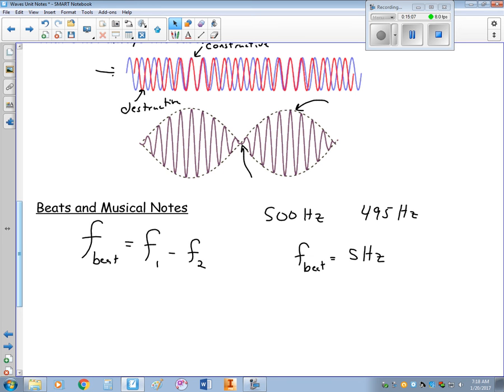Musicians then use this to determine if they're in tune. So when two people are playing the same note, if you hear this wah wah wah wah kind of sound, you're out of tune. And the process of tuning is trying to eliminate that.